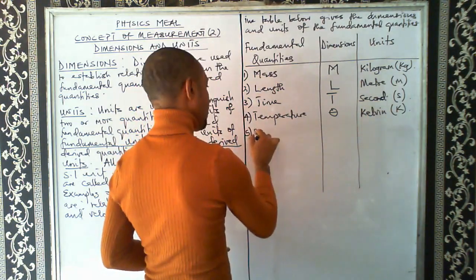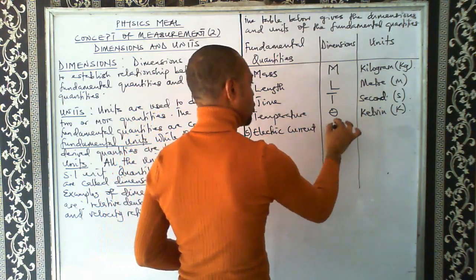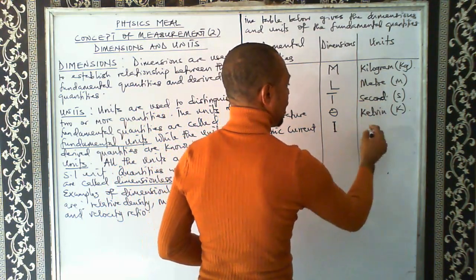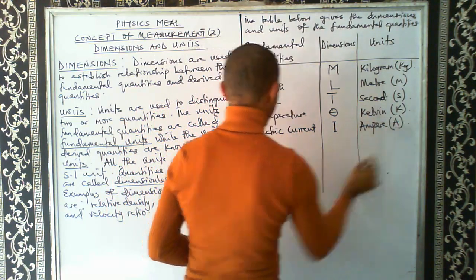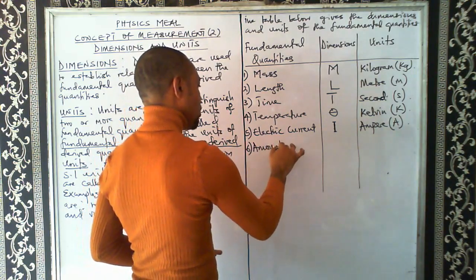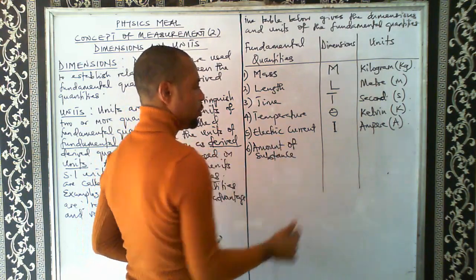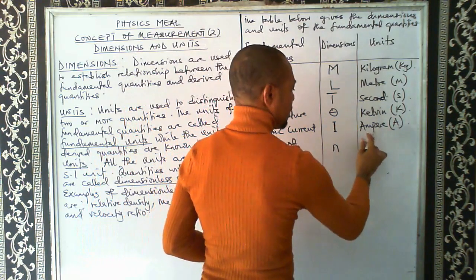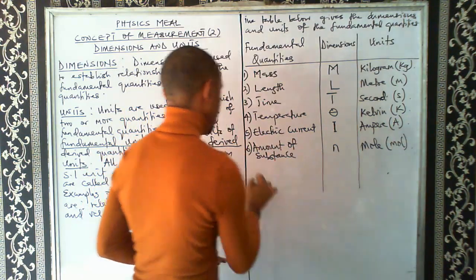Then five, we have electric current. We're going to use I for it. And the SI unit is ampere, capital A. Then six is what we call amount of substance. In chemistry, we use this a lot. The dimension is small m, and the unit is mole. So we'll be using the short form mol.